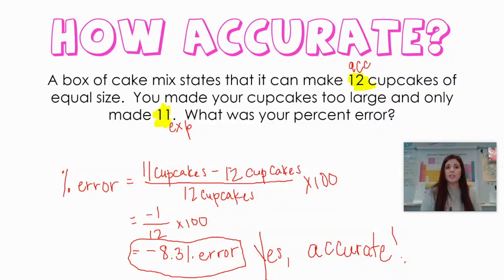I also want to mention that I did get a negative percent error. The reason why we got a negative value just shows that I got less than what I was supposed to get. I had 11 cupcakes and I was supposed to make 12, which is why my percent error is negative. My percent error would be positive if I produced more than what I was supposed to. So just keep that in mind as you do percent error problems. Let's talk about precision on the other hand.